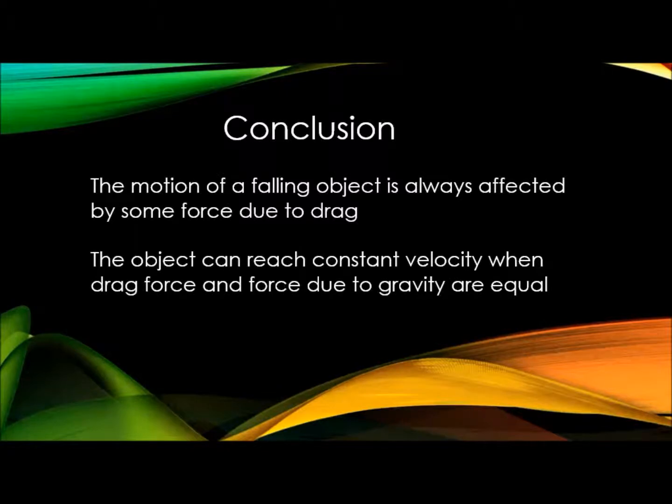In conclusion, the motion of a falling object is always affected by some force due to drag. This is shown in the discrepancy of our first model, which did not account for drag, and then the better fit for the second model, which did account for drag. The object can also reach constant velocity when drag force and the force due to gravity are equal, meaning it has achieved terminal velocity.